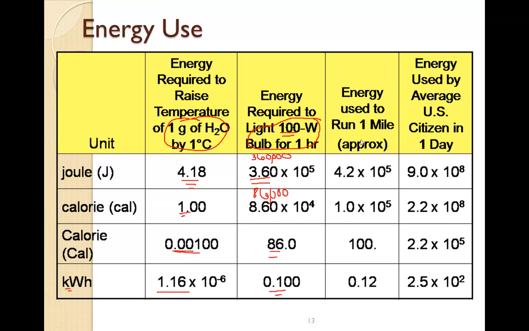Energy used to run 1 mile is approximately 100 calories in food, but in joules, that comes out to be 420,000. Energy used by the average U.S. citizen in 1 day is 220,000 food calories. Now that's not talking about our bodies, that's talking about our electricity and gasoline and stuff. So that gives you some references on how to relate the energy units to one another and a background of what energy is.